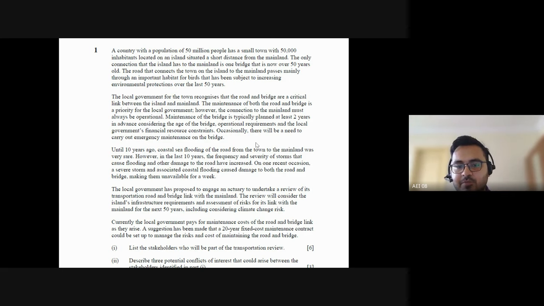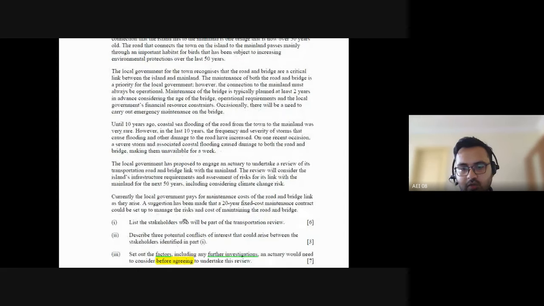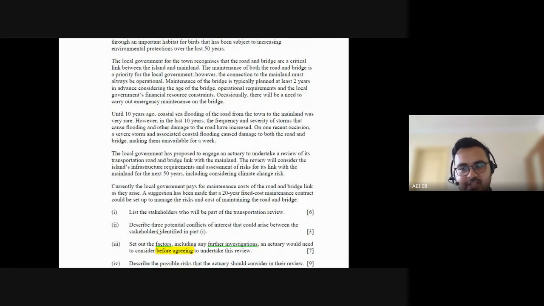Once you have done that particular work, the next phase of works will start getting very easy. Now, if I go to the next couple of questions, and we'll start tackling the questions because that's prima facie what's going to give you marks. The first question says, list the stakeholders who will be a part of this transportation review. Now, can someone tell me what should be done in this question and what you should avoid doing in this particular question? First I want to hear from you, and then I'll discuss in more detail.